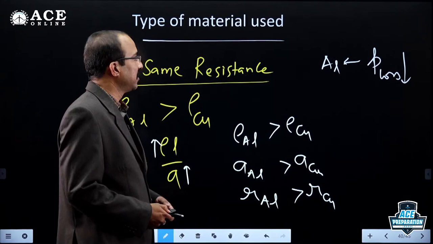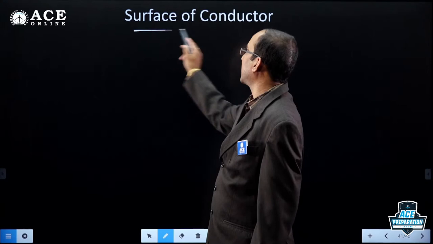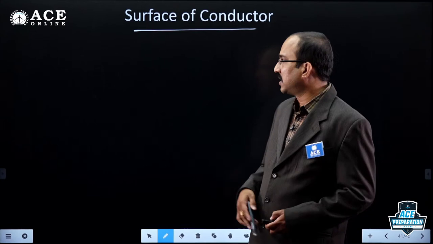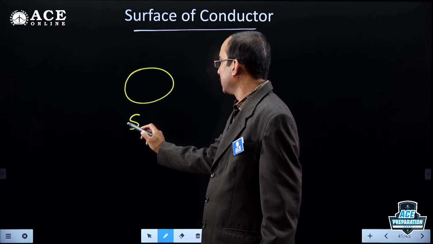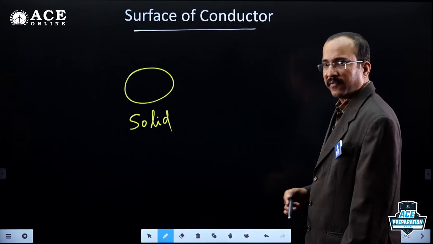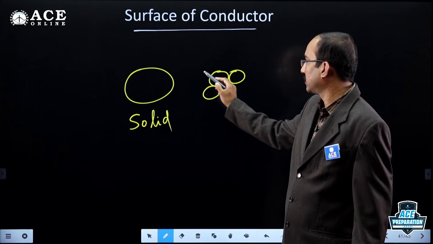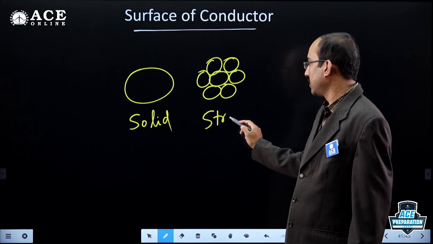Now let us observe the surface of the conductor. If the surface is more irregular, then the corona loss will be more. Suppose you are going for solid conductors, there will be no surface irregularity. But if you are going for stranded conductors, the surface becomes irregular. So, the surface irregularity factor is to be considered.